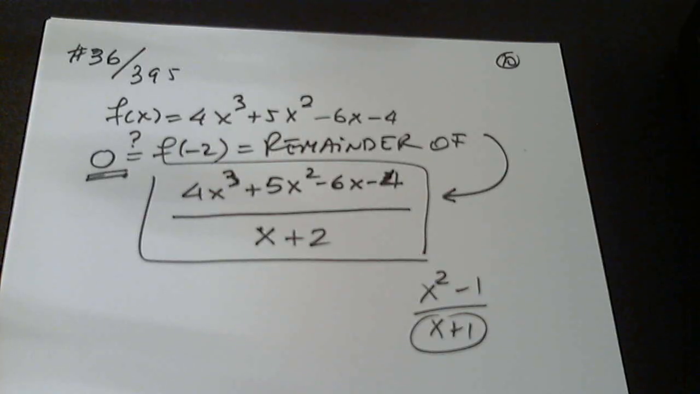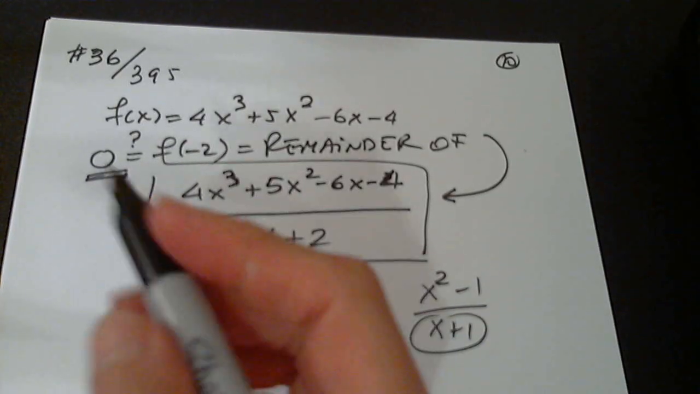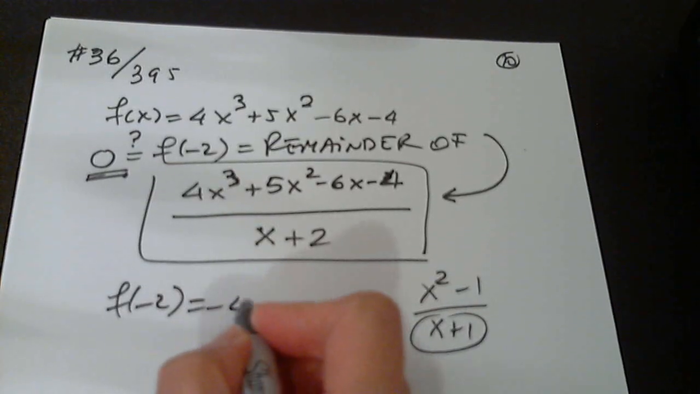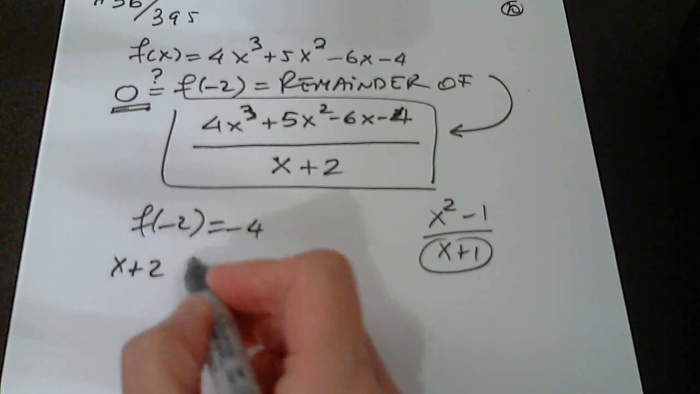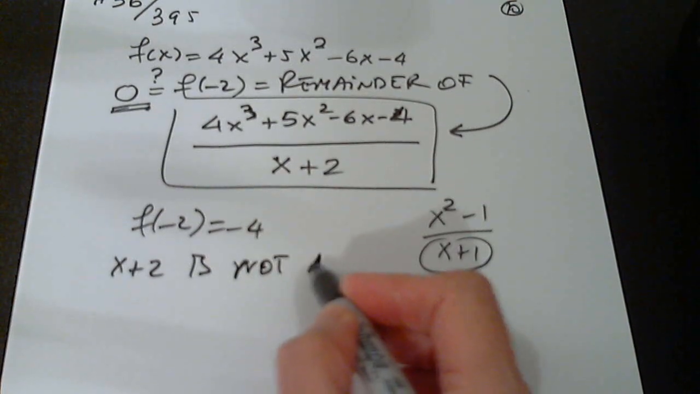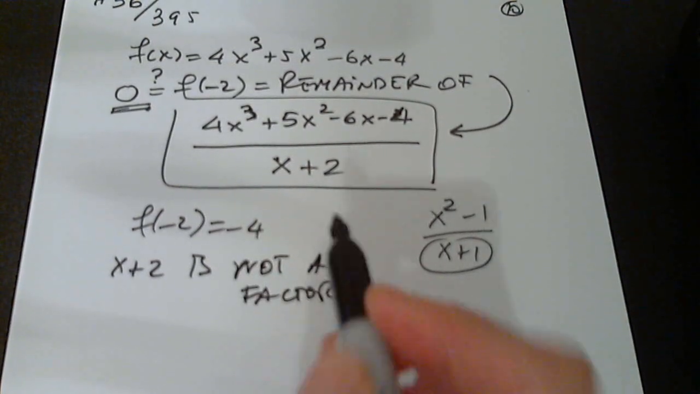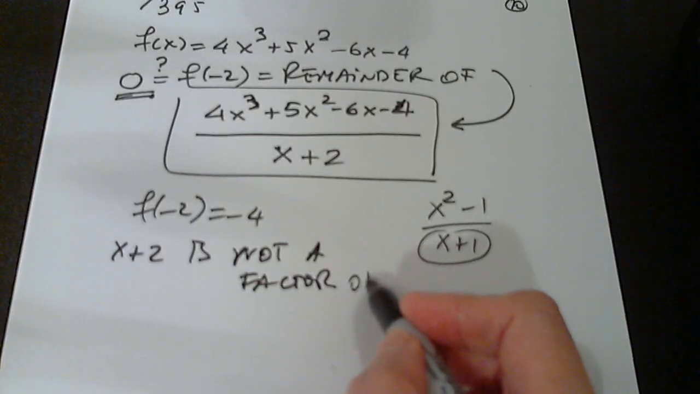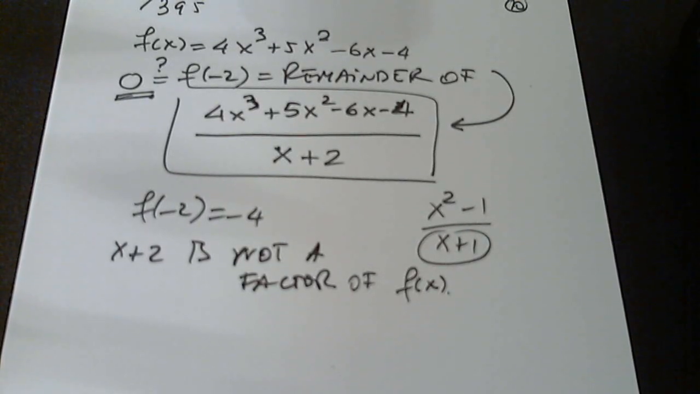Plus 5x squared and minus 6x and minus 4. All I have to do is go to second table and plug in -2. If it's 0, it's a factor. Nope, it's not a factor. The answer is -4. F of -2 is -4. Therefore, x plus 2 is not a factor of the numerator of f of x. It's not.